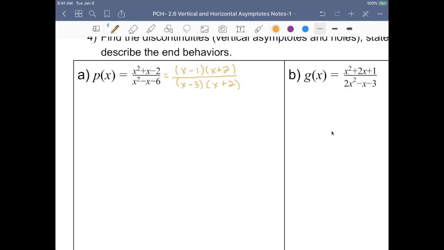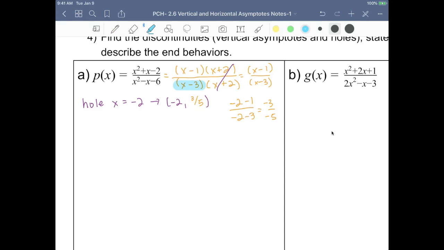And we look for factors that cancel. So I see these factors cancel. So I'm going to have a hole at the 0 of that factor, so at x equals -2. I need to write it as an ordered pair, so I'm going to put -2 comma something. What we do is we plug in -2 into our simplified equation, which would be x minus 1 over x minus 3. So I get negative 2 minus 1 over negative 2 minus 3, giving us negative 3 over negative 5, giving us 3/5 for my corresponding y value. Next, we look at the vertical asymptotes.